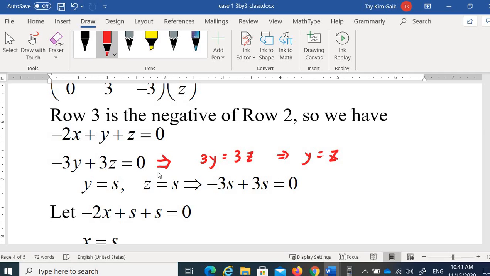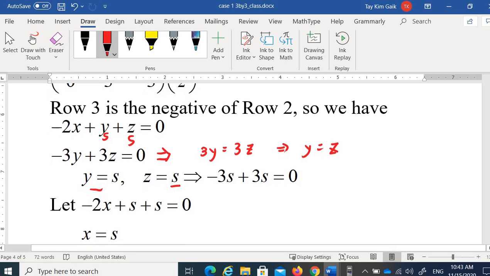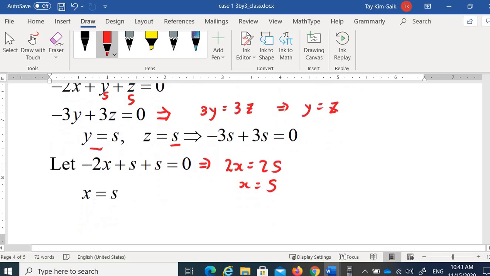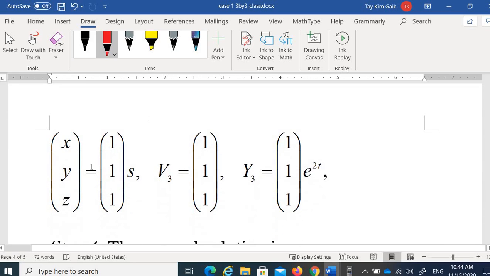Then you plug in y is s, z is s. So you have negative 2x plus 2s equal to 0. Or from here, you have 2x equal to 2s. So x equal to s. So we obtain the third eigenvector where each element value is s. By taking s equal to 1, you get your v3 is actually 1, 1, 1.